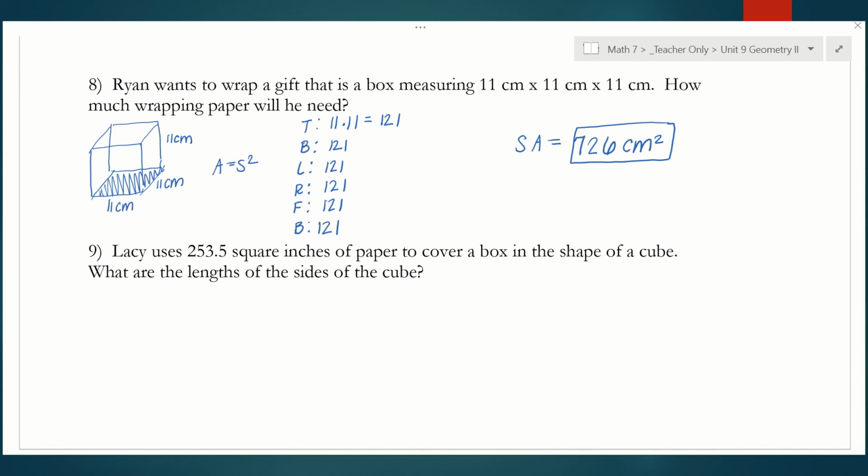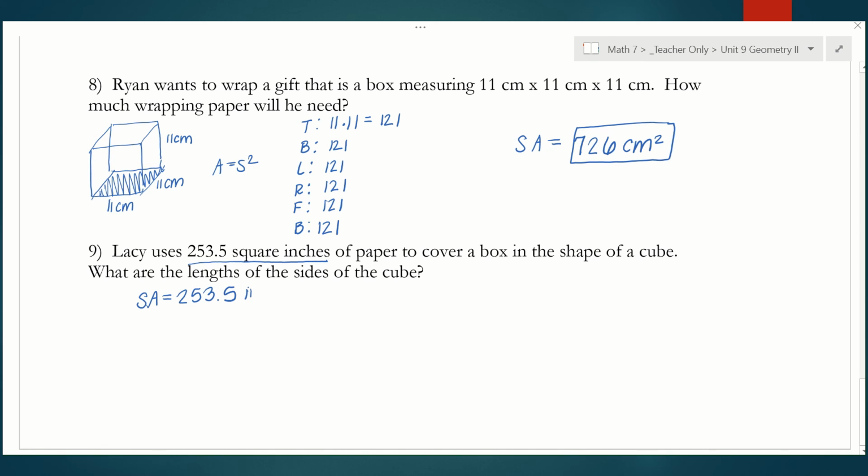All right, last one. Lacey uses 253.5 square inches of paper to cover a box in the shape of a cube. What are the lengths of the sides of the cube? Okay, so this is a little bit tricky. I know the surface area, right? They don't come out and say this is the surface area. They say this is how many square inches of paper we used to cover the box. So we have to know that that number that they gave us is representing the surface area.